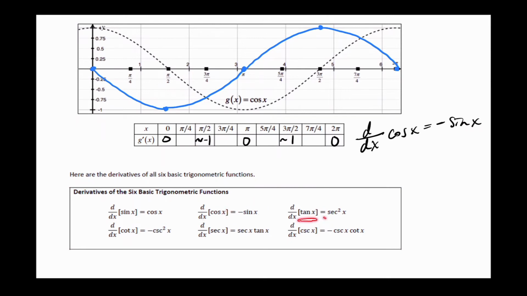Tangent: the derivative of tangent is secant squared. The derivative of cotangent is negative cosecant squared. The derivative of secant is secant tangent. The derivative of cosecant is negative cosecant times cotangent. Why are these true? For the same reasons that these are true.